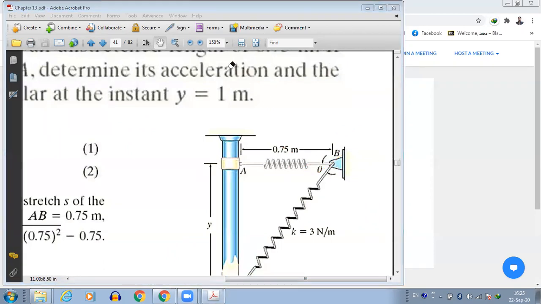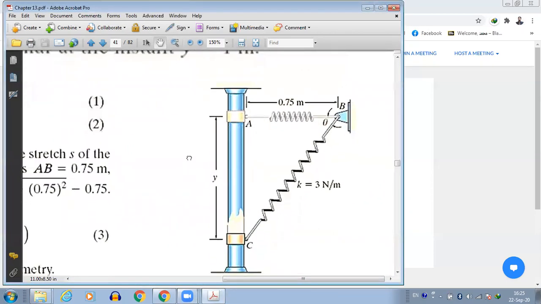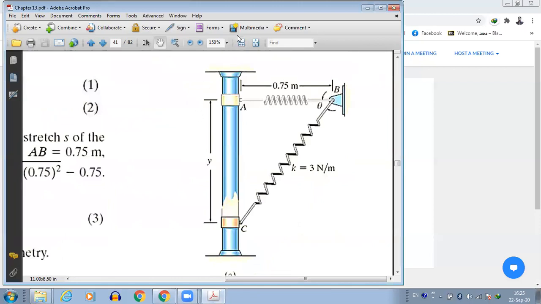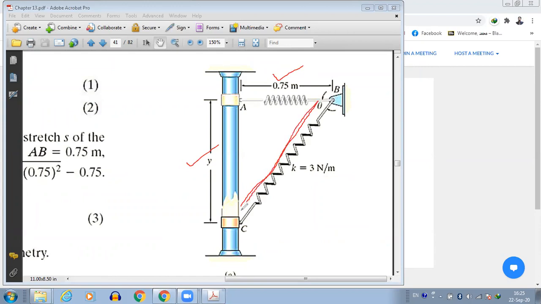Now it's actually a problem of mathematics here. We know that we have to solve this problem when y equals 1, and we know this distance is 0.75. If we know this distance and this distance, can we find this length? Yes, we can find it using the Pythagoras theorem. The square root of 1 squared plus 0.75 squared will give you this length.